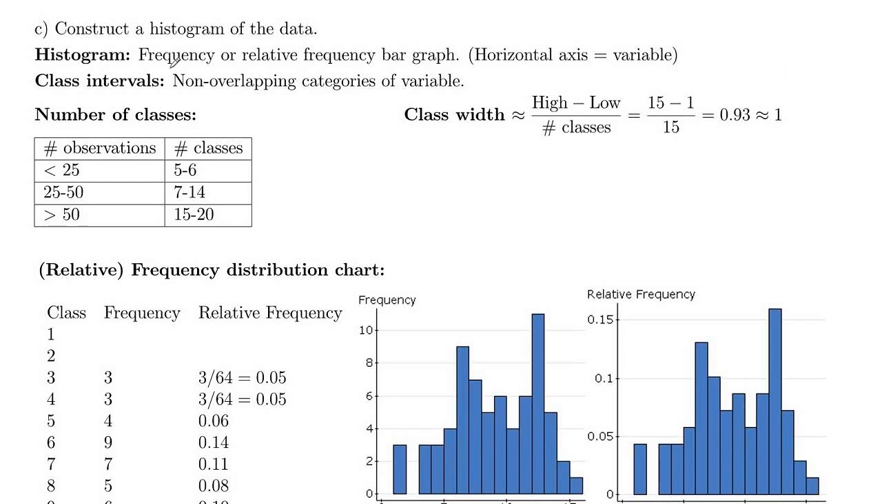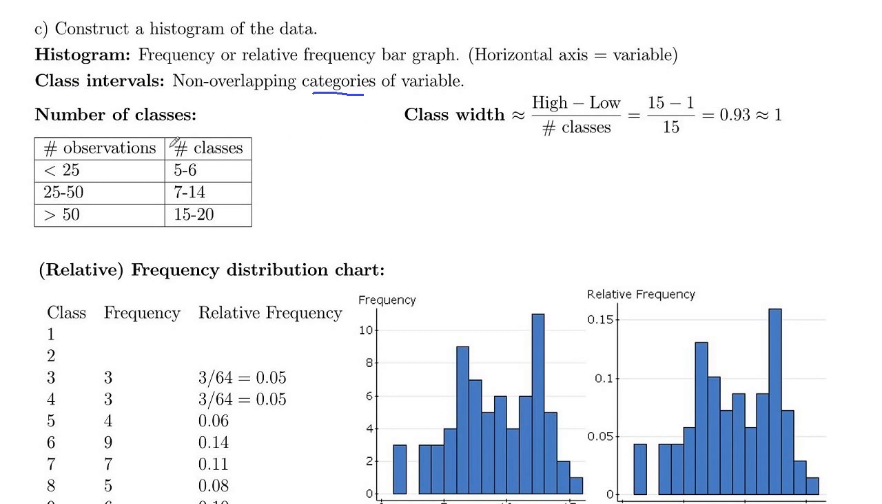So another way to look at this data for honey as a cough suppressant here is to construct a histogram for the data. And a histogram is either a frequency or a relative frequency bar graph. So your horizontal axis is going to be the variable, and then the vertical axis is going to be frequency or relative frequency. The class intervals are the non-overlapping categories for your variable.